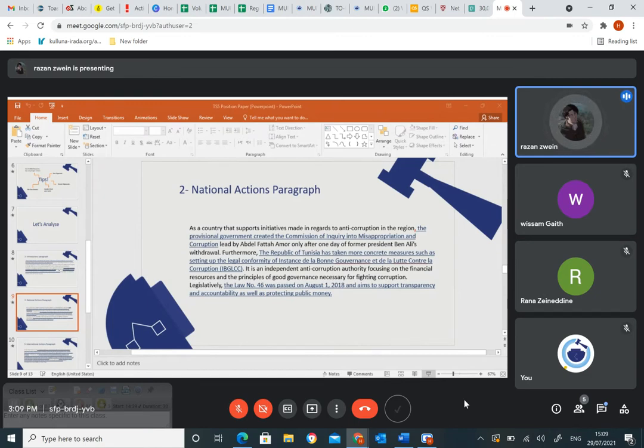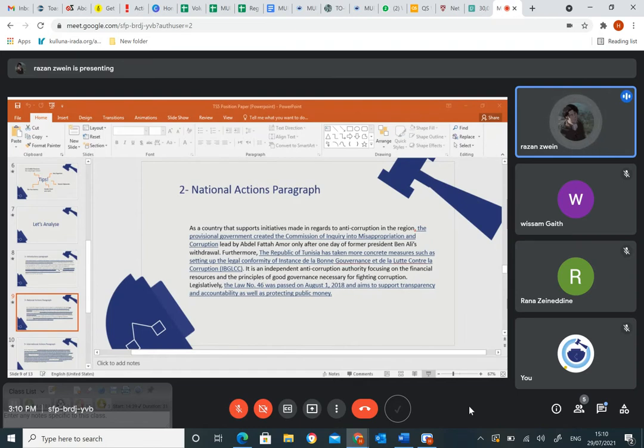Let's see here, for example, the annual conference of the Mediterranean Supreme Audit Institutions. This is something international that Tunisia has taken part in, so it's an international action. Let's say it has ratified the African Union's anti-corruption convention. This is an international action because it ratified an international convention, an international treaty. Let's say your topic is climate change and your country has signed, let's say, the Kyoto Protocol. This is an international action.